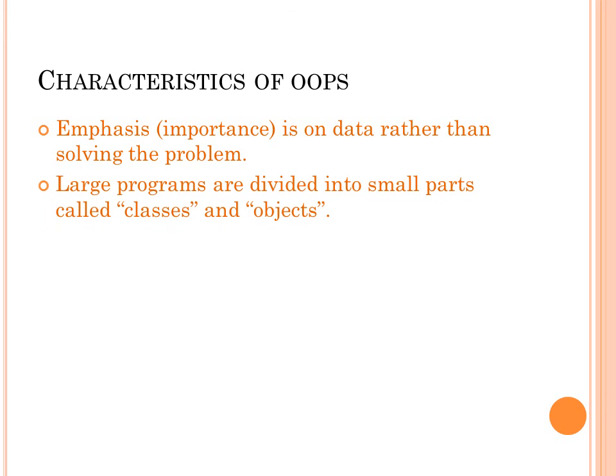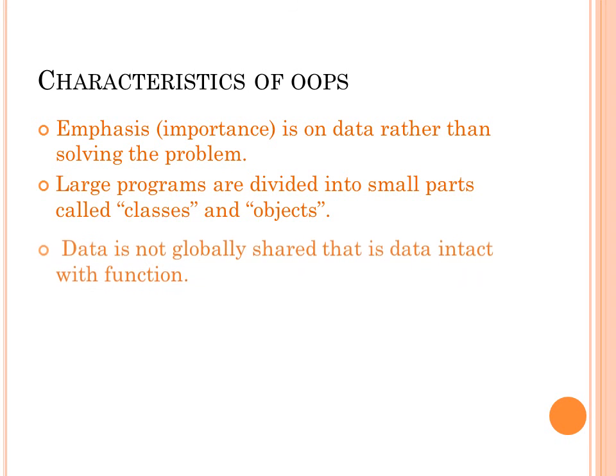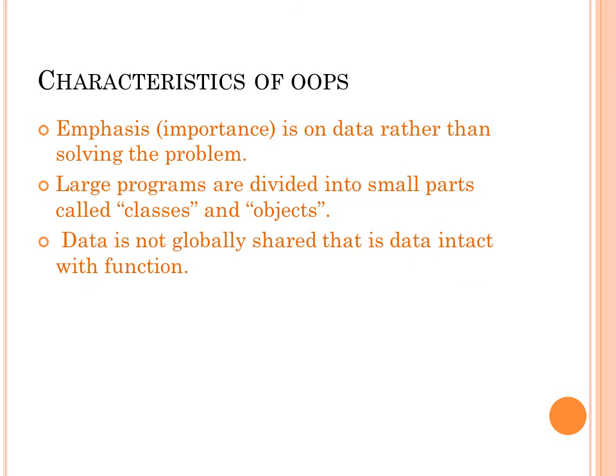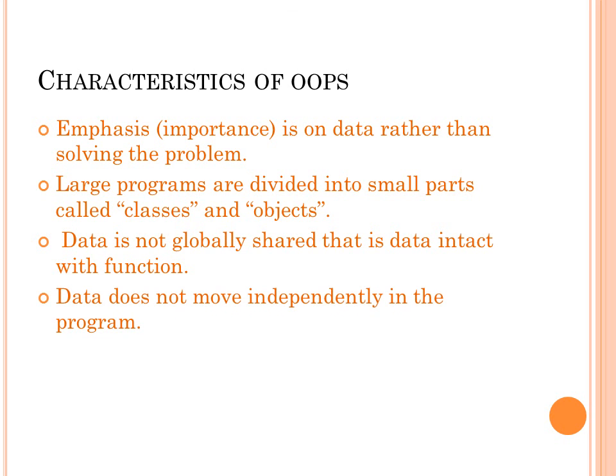The larger programs we get are divided into a number of small parts called classes and objects, and this is how the programming is developed. Obviously, when we say a function is associated with the data it has to act upon, the data is not freely floating and it is not globally shared either. So it will be more secured. Data is not independently moving across the program, and it follows a bottom up approach of solving the problem.